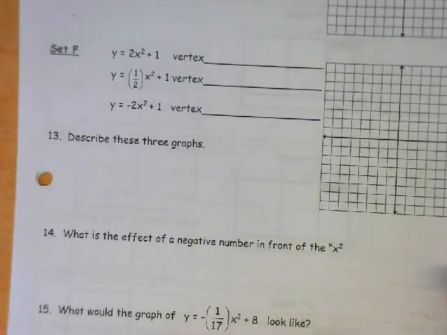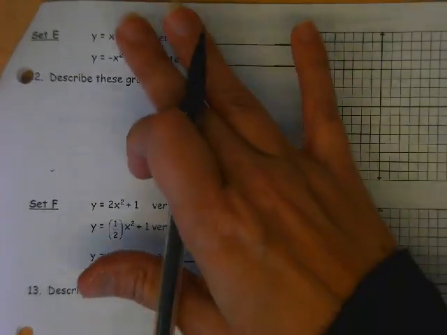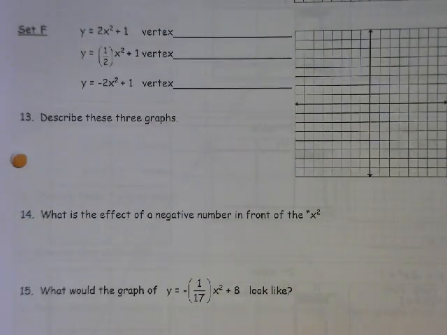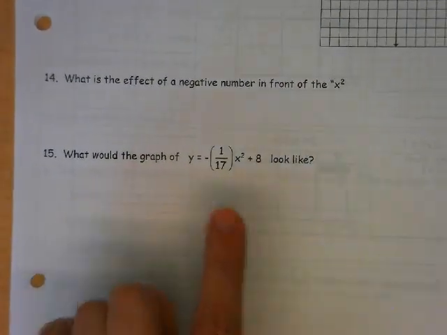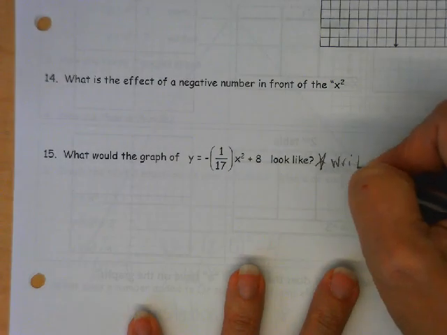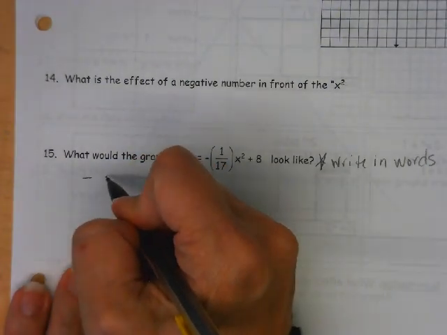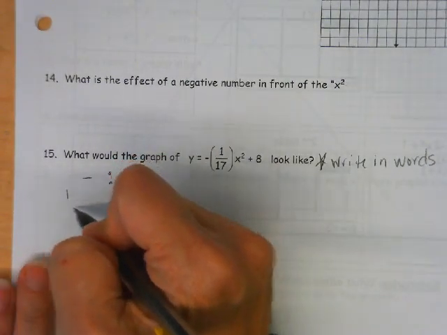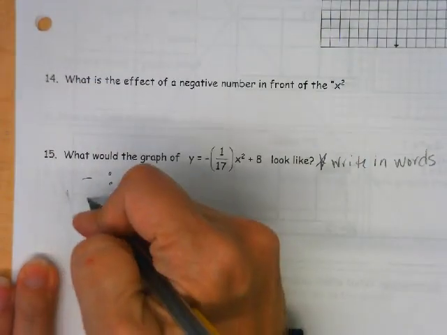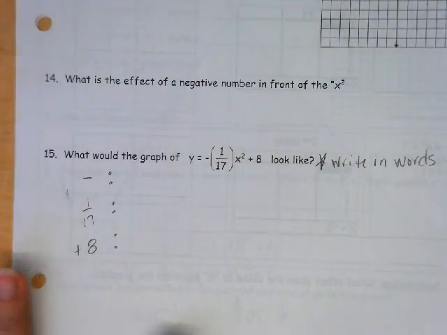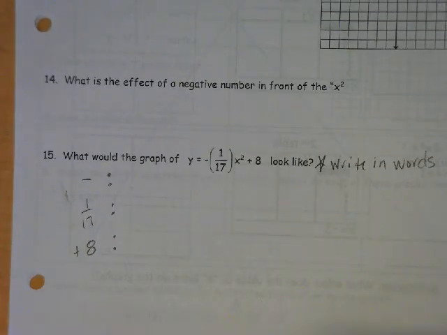Now, there are a couple more for you to practice on. This one has a positive and a negative. This one has a mixture of things. This talks about what happens with a negative. When you get down to 15 here, I don't want you to sketch it. I want you to write in words what happened, right? So what happens when there is a negative? What happens when A is 1/17? What does that 1/17 do? What does the +8 do when you graph it, okay? So kind of like when we were doing shifts and we said it went up 2 and left 5, right? So I want you to write it in words like that.